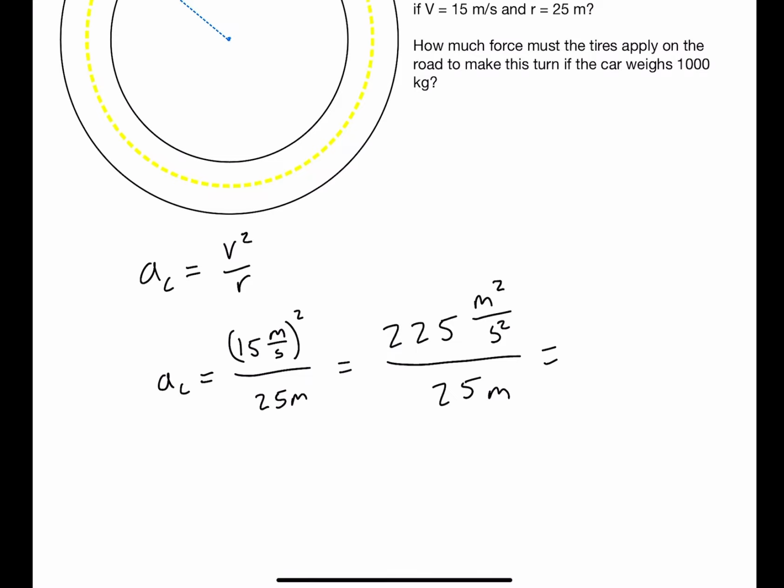Now we do this calculation, divided by 25. We get 9. And let's do our units. We have a meter here and a meter here. So we get meters per second squared. That just proves that our dimensions work out and our units are what we would expect for our acceleration. So 9 meters per second squared.